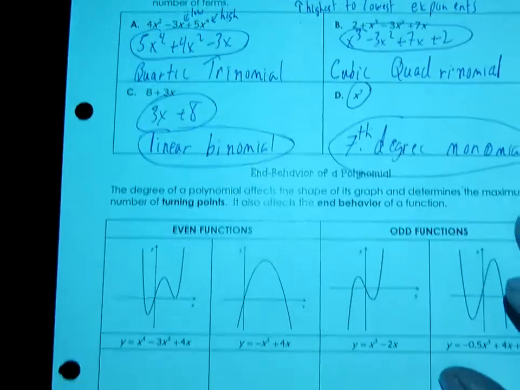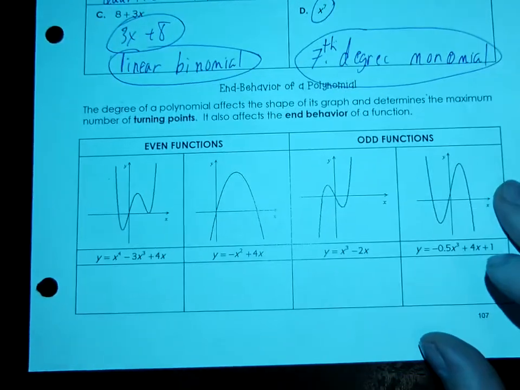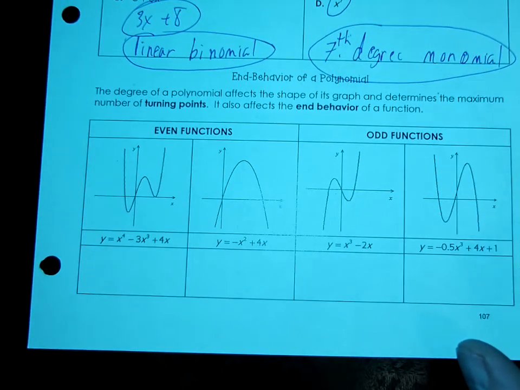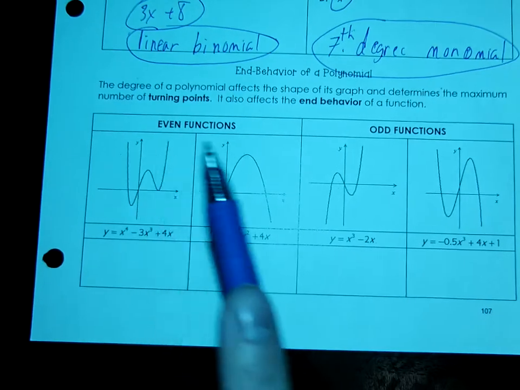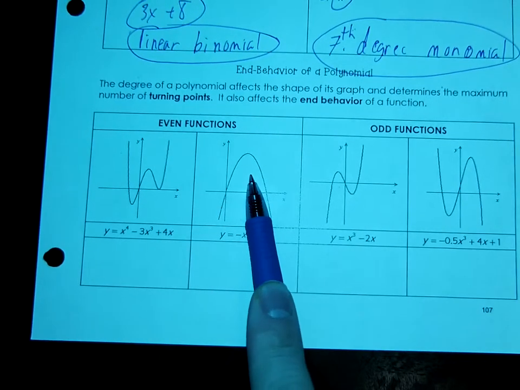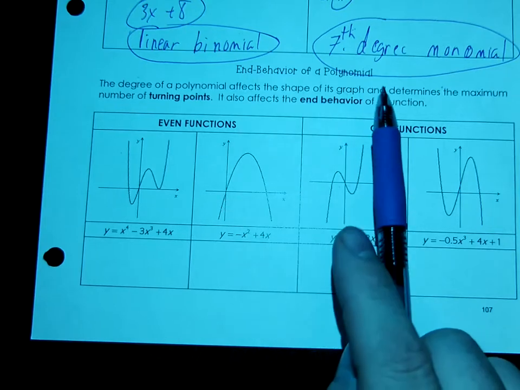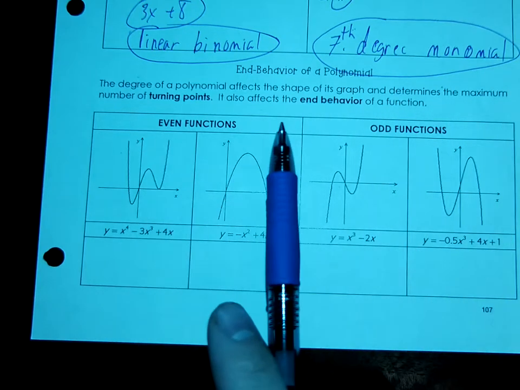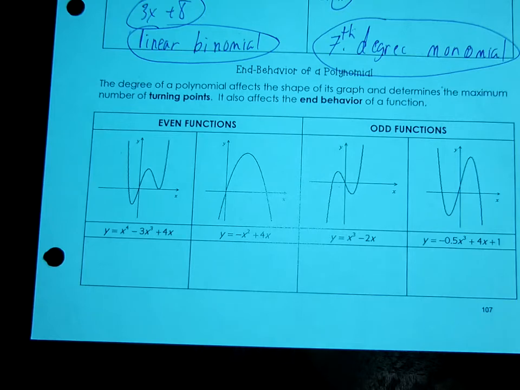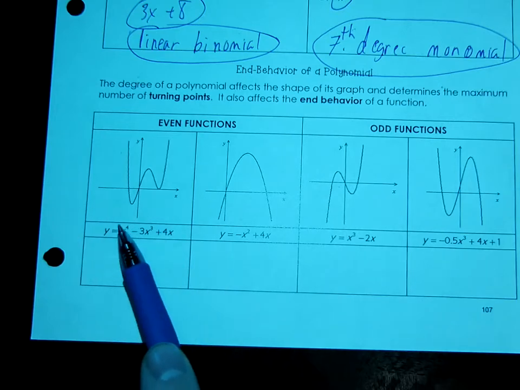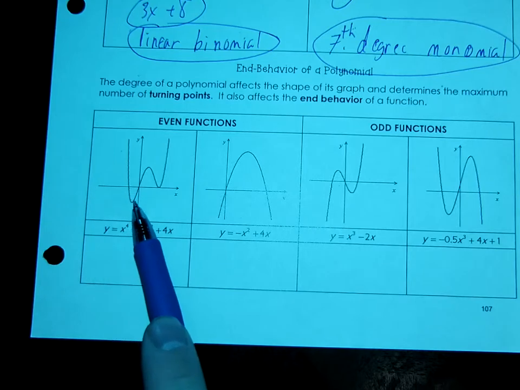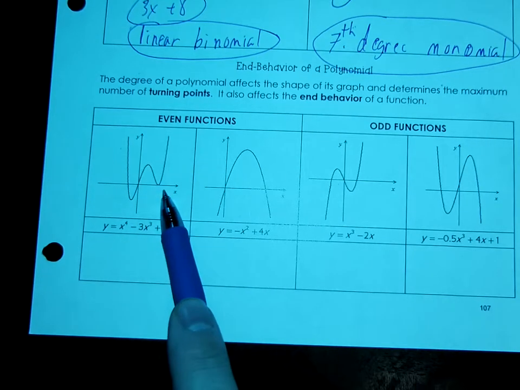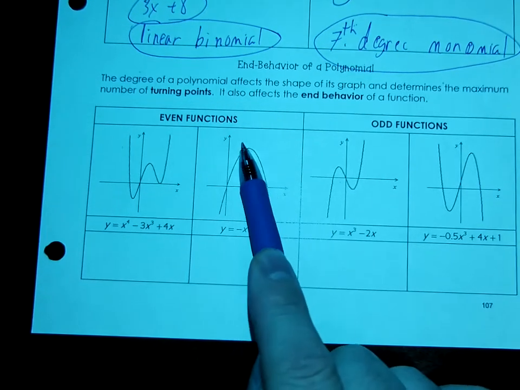End behavior of polynomials. So we talked about this in the past. Either a polynomial is going to point up or it's going to point down. Smiley face, frown face for your even functions. The degree of the polynomial affects the shape of the graph and determines the maximum number of turning points. So for example, an x to the 4th polynomial has 3 turns. 1, 2, 3. And x squared only has 1 turning point.